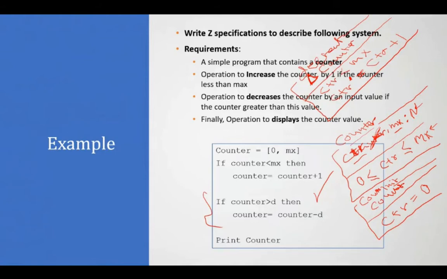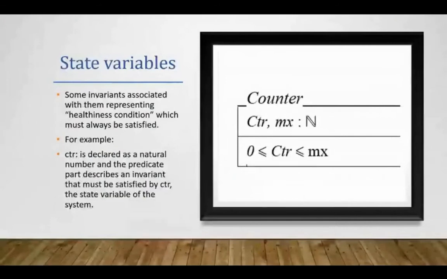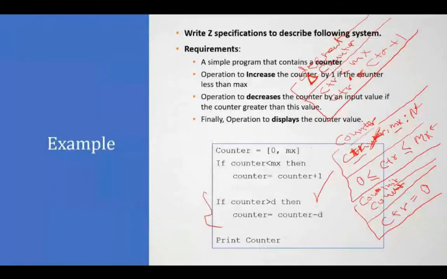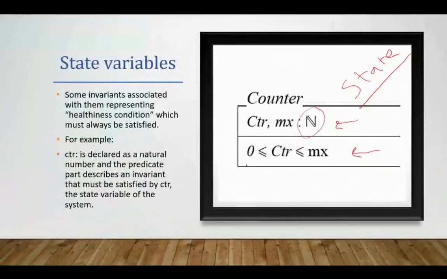So let's see this specification one by one, with the explanation here. This is the first schema, which is the counter. This is the state schema. We just declare these two. We don't have to define any new variables because we only use the available ones. Here we have this invariant because in our example the counter is between 0 and max. So this is the invariant.